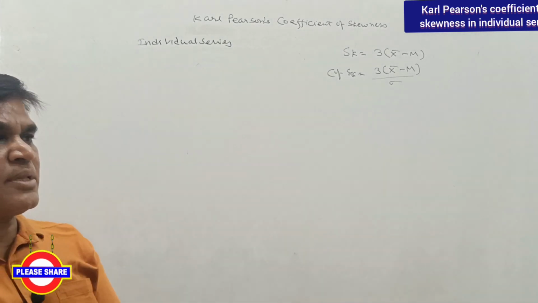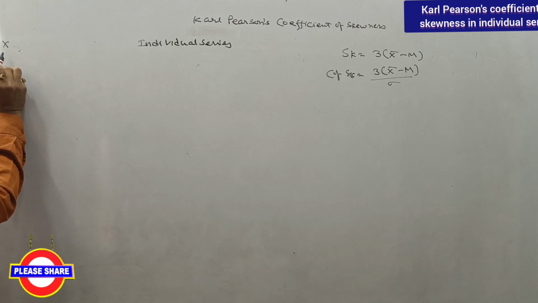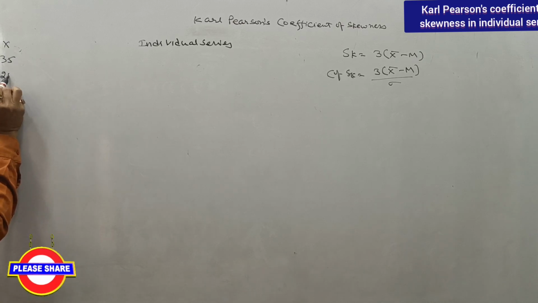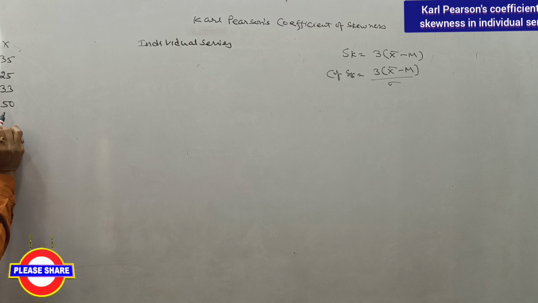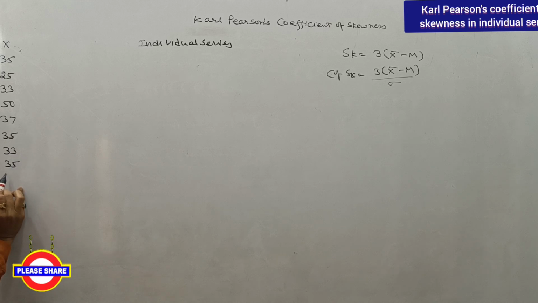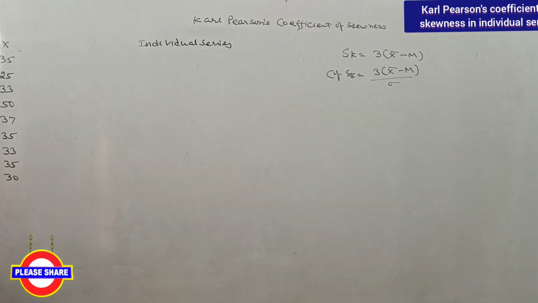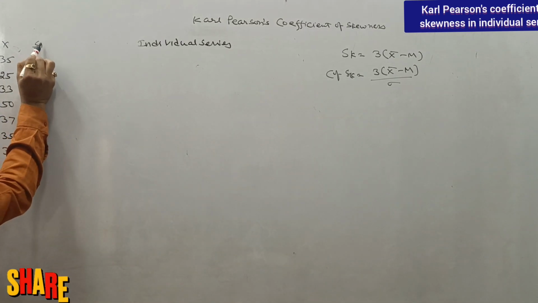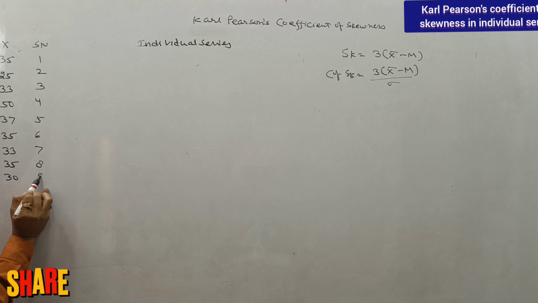So I have some questions related to this. One question is over there. X is given: 35, 25, 33, 50, 37, then 35, then 33, then 35, then 30. Nine values are given, and we have to calculate the Karl Pearson coefficient of skewness. For this, first we will number them: number 1, number 2, number 3, number 4, number 5, number 6, number 7, number 8 and number 9.